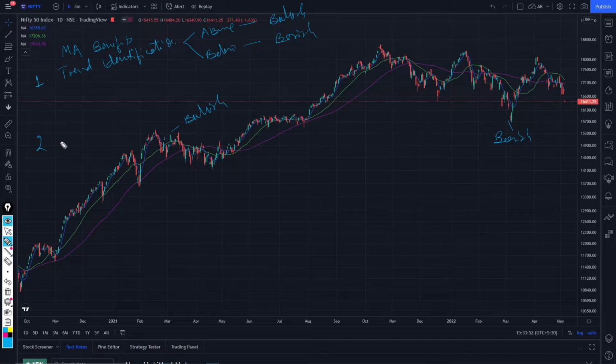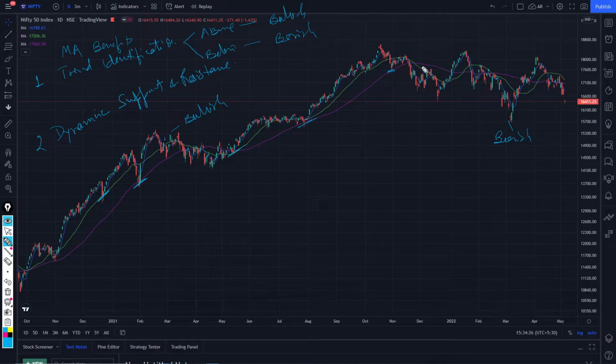The second thing is it gives a dynamic support and resistance. It provides us a dynamic support and resistance. See here, you can see it. These lines work as a support or resistance. See here, 20 period moving line, it's taking support from here. Again 50 period is giving support again and again. You can see support here, you can see support here.